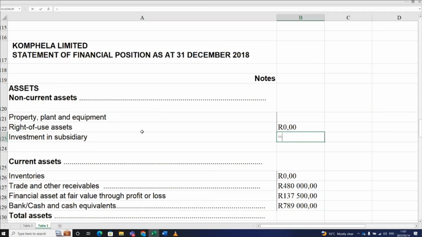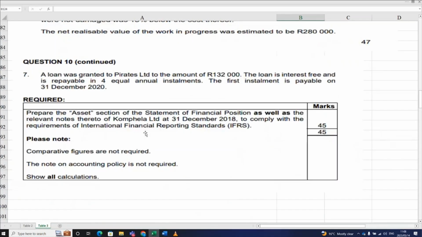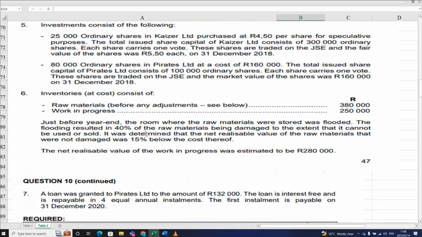Okay, so then there you'd have your 160,000 plus your 132,000 of the loan. And then that's 292,000. Okay, right. Then we also saw the inventories. There's not a lot to it. Okay, just a couple of workings.